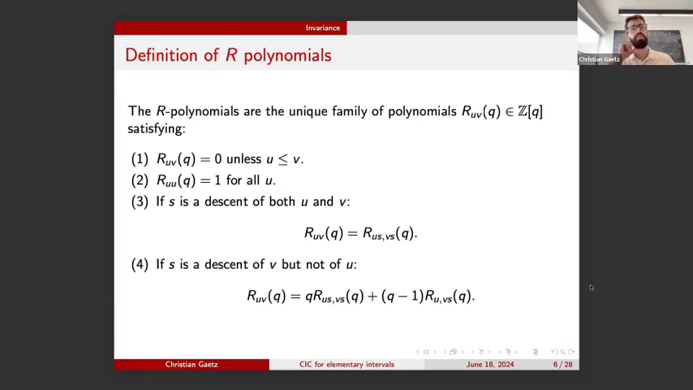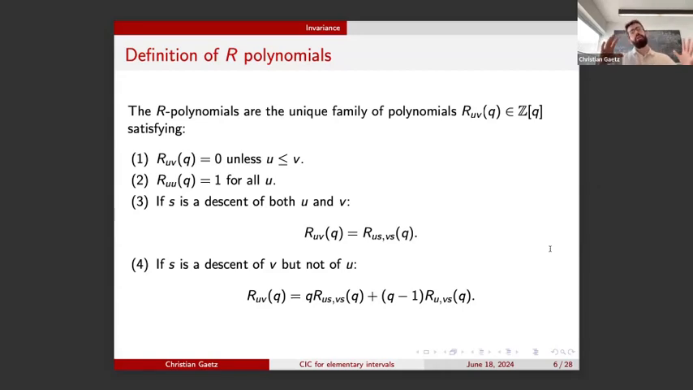All right, here are the R polynomials that were showing up in the previous slide. They're also defined by a recurrence. So they're also 0 unless u is less than v in Bruhat order. If s is a descent of both u and v, then we can undo that descent in both u and v and get an equal R polynomial. And kind of the most interesting case is this fourth one here, where s is a descent of v and not of u, in which case we recursively express the R polynomial in terms of smaller R polynomials.